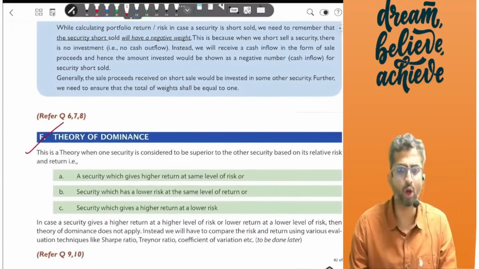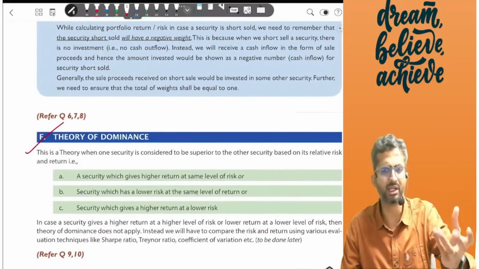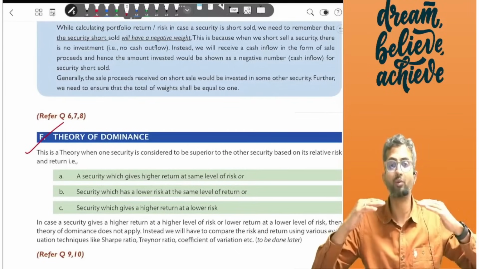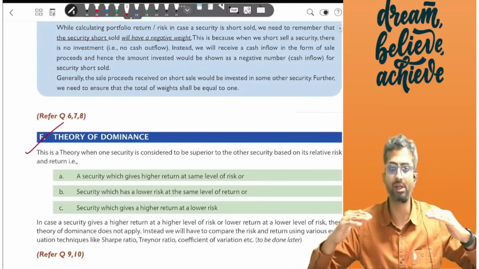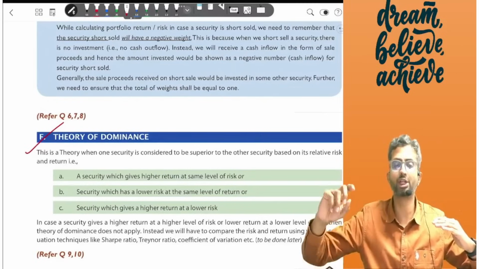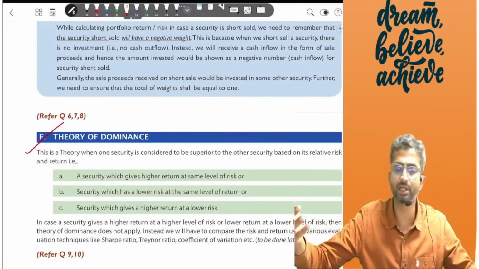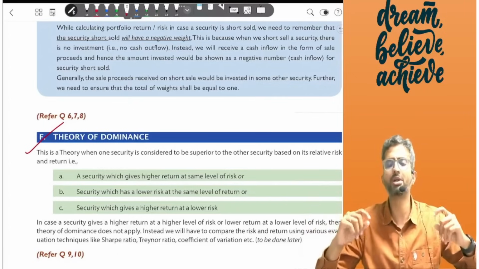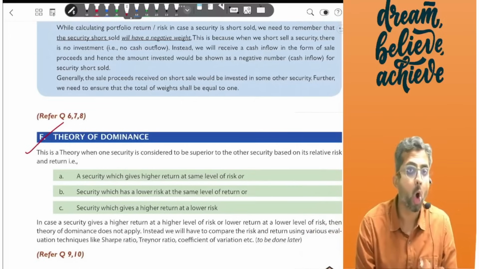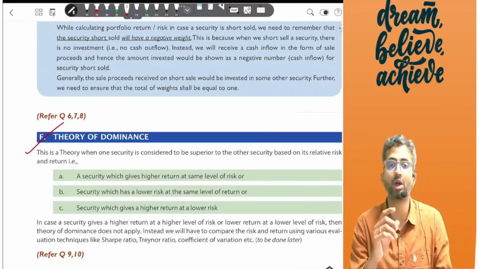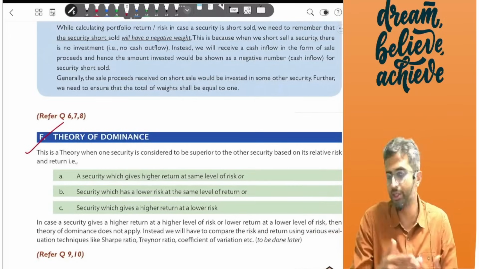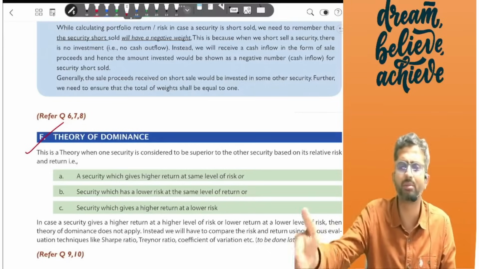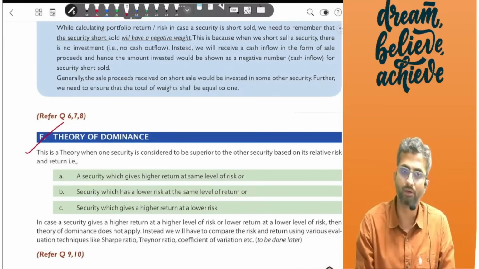Next, you have the theory of dominance. It is a big name given, but honestly it is common sense. Theory of dominance means if there are two securities where both securities have the same standard deviation, that is the risk, then we'll pick up the security which gives you the higher return, that dominates the other security. Or if there are two securities which have the same return, then you will pick up the security which has a lower risk. Or between the two securities, if one of them has a higher return at a lower risk, it will dominate the other security. So this is selection by elimination. You can clearly eliminate a few of the securities which are not worthwhile.